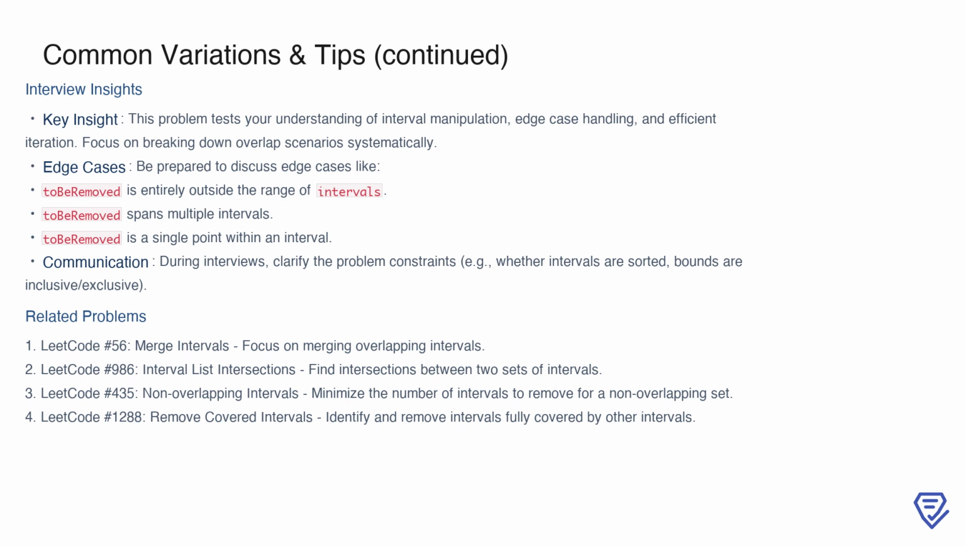This problem shares similarities with several other interval-based challenges. For instance, LeetCode number 56, merge intervals, requires merging overlapping intervals, while number 986, interval list intersections, focuses on finding intersections between two sets of intervals. You might also find number 435, non-overlapping intervals, interesting, as it involves minimizing the number of intervals to remove for a non-overlapping set. Finally, number 1288, remove covered intervals, is another related problem where you identify and remove intervals that are completely covered by others. These related problems can help you refine your skills further.